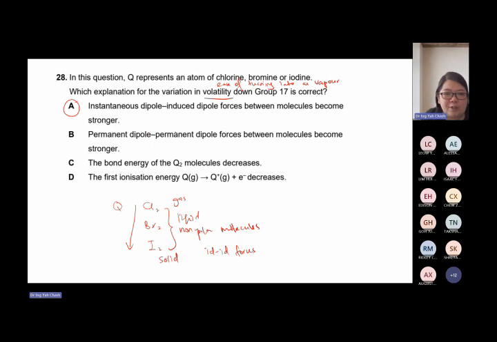B is not correct because they are non-polar molecules. They don't have PD forces. C, the bond energy, we are not talking about breaking their bond so that they can react with another reactant. We are talking about between the molecules only, because we only want to change the physical state. So not the bond energy. And D, the first ionization energy, again, there is no reaction here, only physical changes. So we don't have to talk about the electrons, not how easily they lose electrons. Therefore, the answer to this question is A.